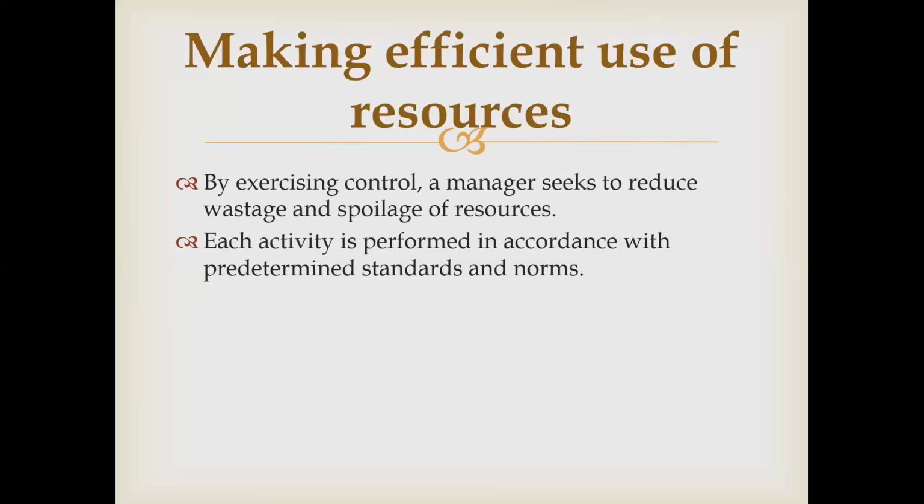The third point of importance is making efficient use of resources. By exercising control, the manager seeks to reduce the wastage and spoilage of resources. Any resource, be it raw material, your tools and equipment, your human resource. Each activity is performed in accordance with the predetermined standards and norms, and then the manager seeks to reduce the wastage or spoilage of resources, in turn making efficient use of the available resources with the business.